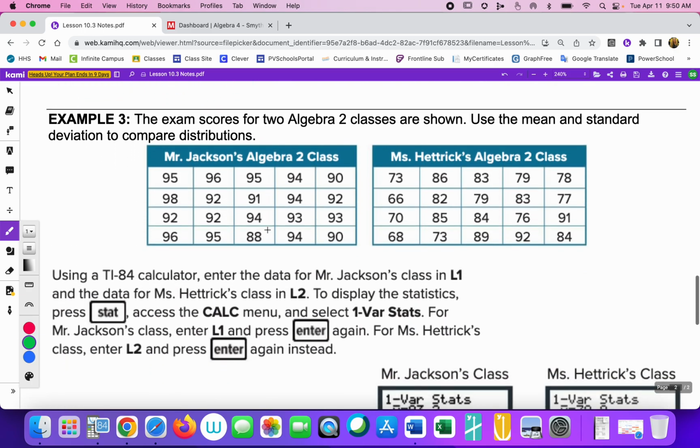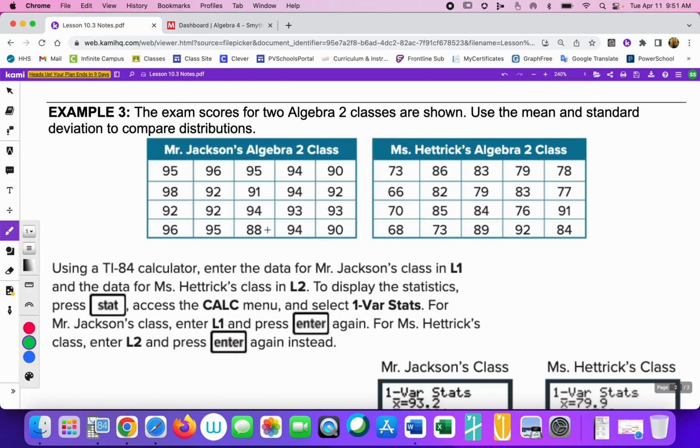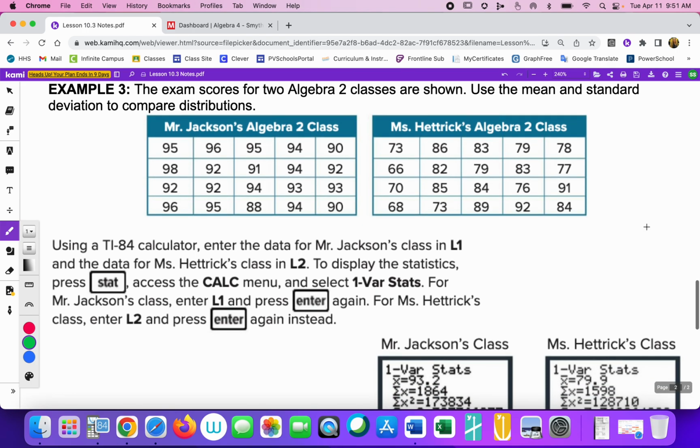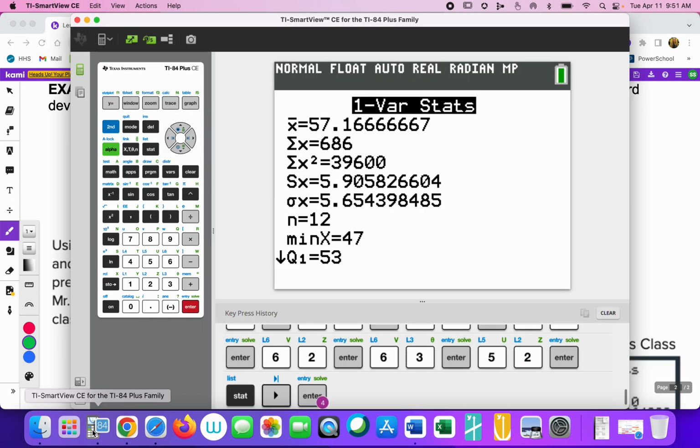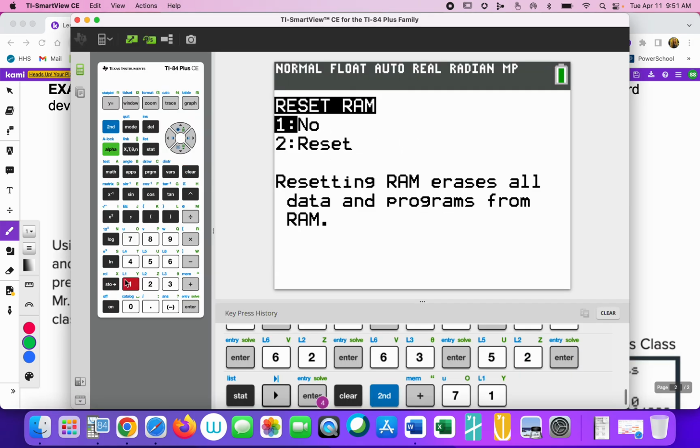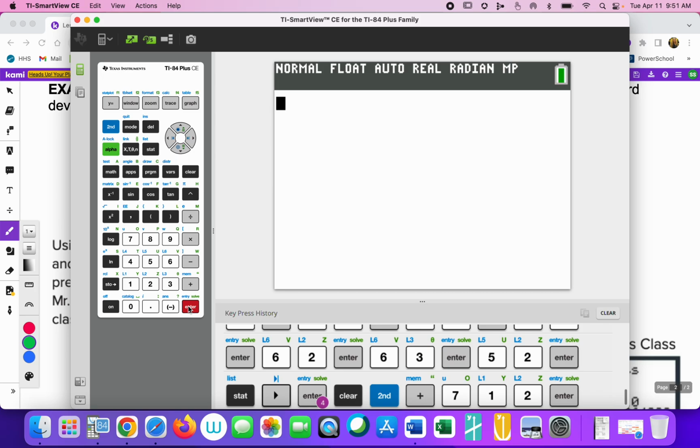Now the last one, I did do screen grabs, but I want you to make sure that you can duplicate the same information. So we have two different classes here. We're going to compare the mean and standard deviations of them. So we're going to enter Mr. Jackson's class into list 1. Now reset the calculator before you do that, just to ensure everything's clean. So second plus 712. All right. So we're going to enter Jackson's 20 scores in list 1 and Miss Hetrick's class scores, those 20 into list 2.